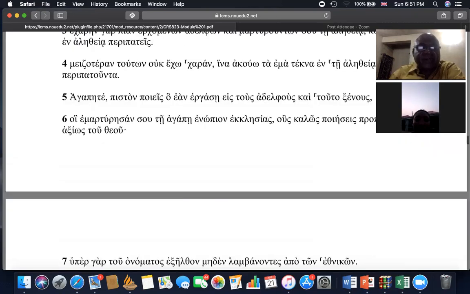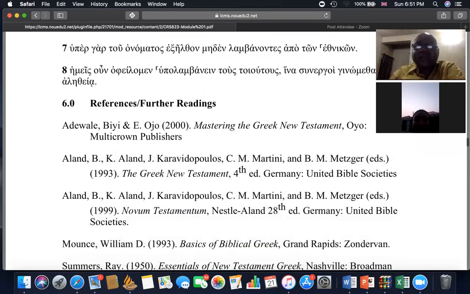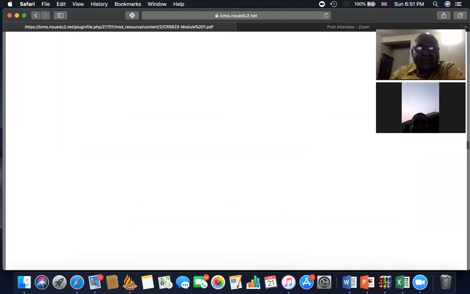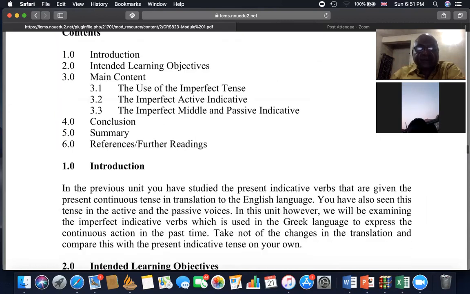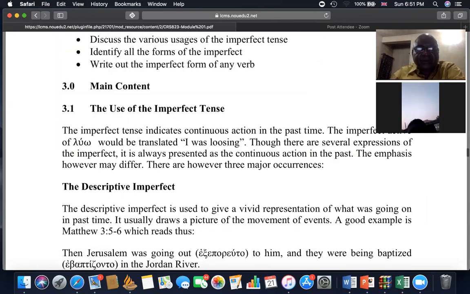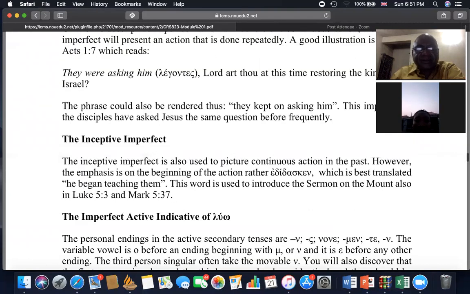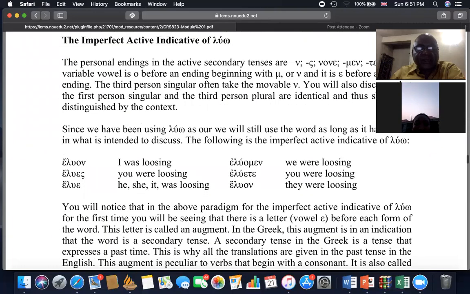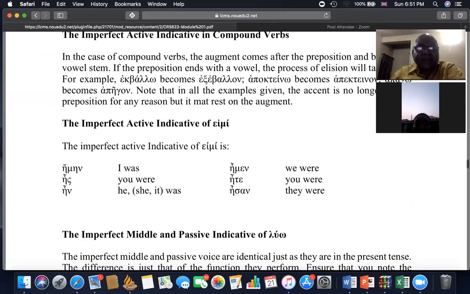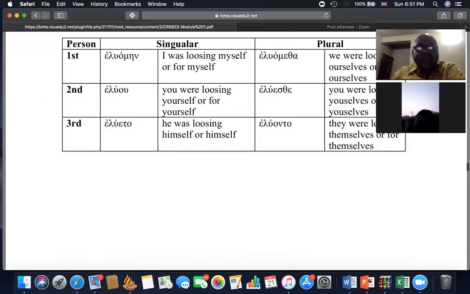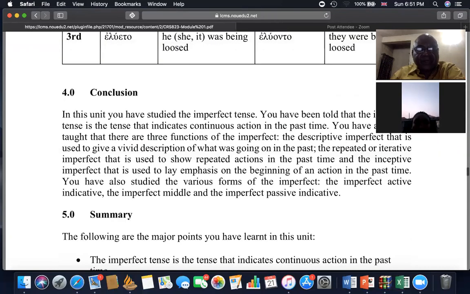Okay, let's go to the next one. Try to go through that passage and see if you can discover subjunctive and imperative moods there. Have you downloaded all these modules? Yes, sir. You need to go through them and see those that have Bible passages under them, and practice them because they will be better for you.